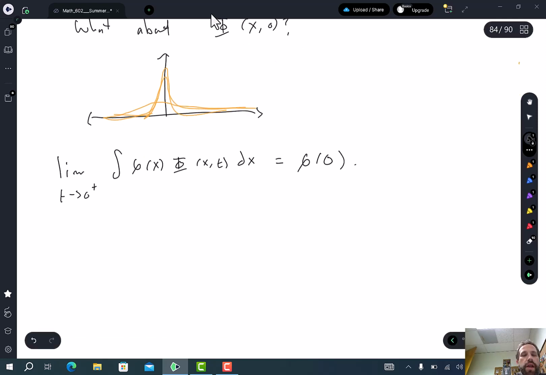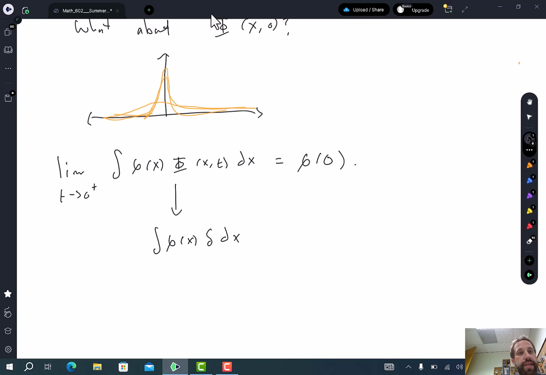Okay, so in other words, as t goes to 0, this converges to phi of x times the delta function, or the delta not a function, dx. Now I have to have the limit on the outside of the integral. This makes no sense if you put the limit on the inside of the integral. If you put the limit on the inside of the integral, it's just going to be equal to 0. So the only way this makes sense is if you have the limit on the outside of the integral. Here's a case again where you cannot change the order of the limit and the integral.